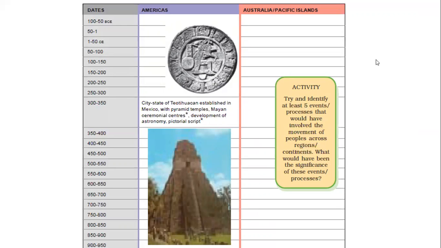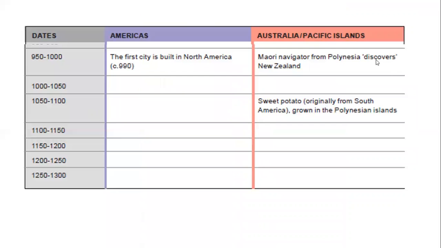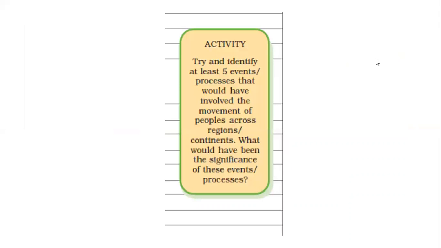First city is built in North America in 950 to 1000 Common Era. And Maori navigator from Polynesia discovers New Zealand. Sweet potato originated from South America, and it's grown in the Polynesian islands. This is the end of the timeline.